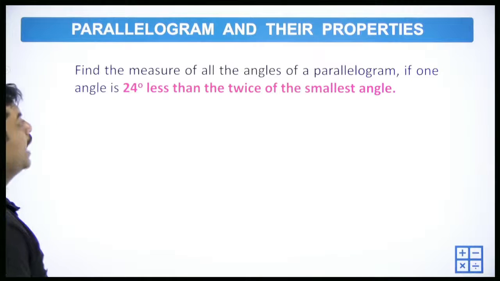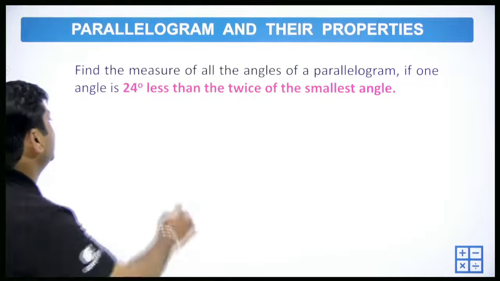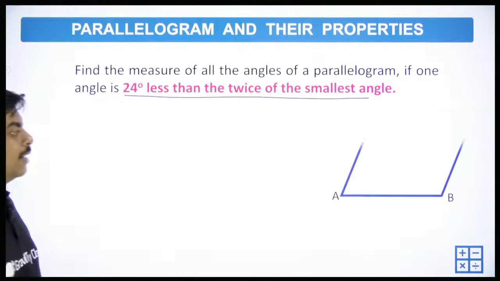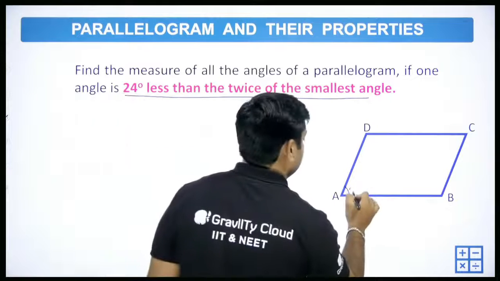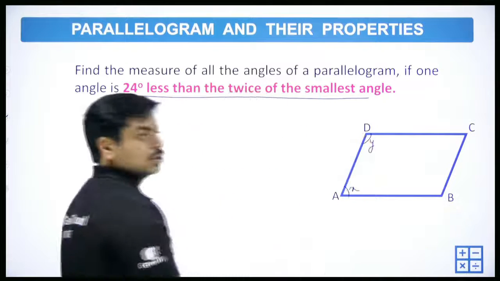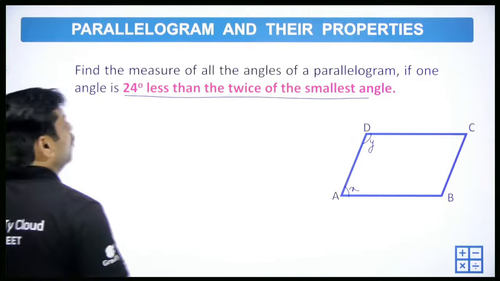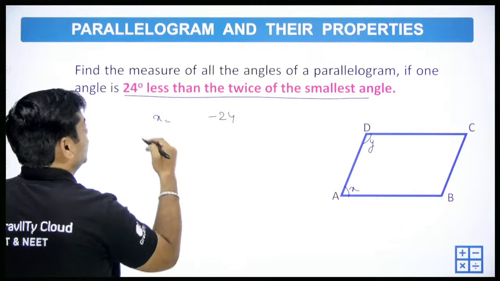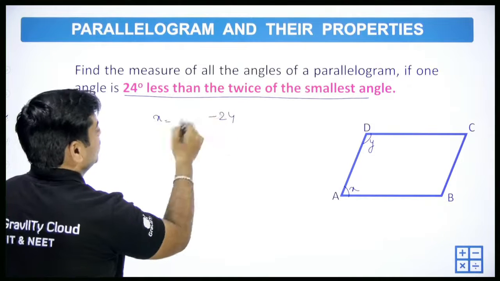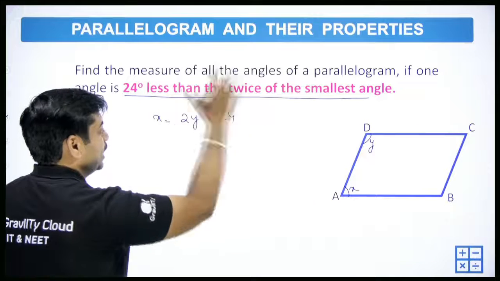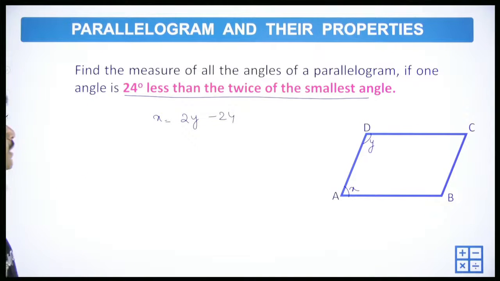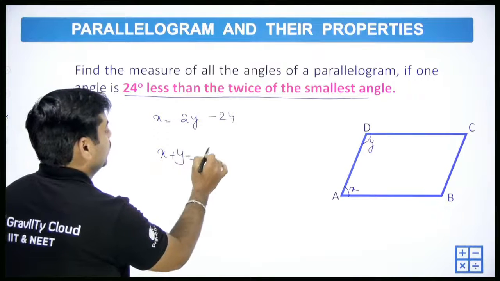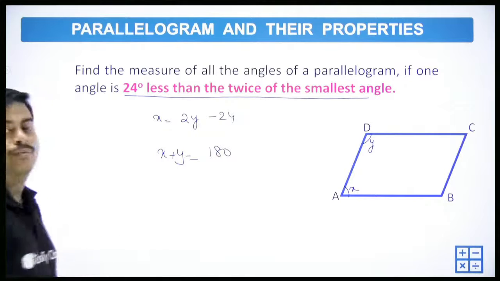Find the measure of all the angles of a parallelogram if one angle is 24 degrees less than twice the smallest angle. One angle, for example, is x degrees and the other is y degrees. So how are they related? One angle is 24 degrees less than twice the smallest angle. Let us take the smallest angle as y, so x is 2y minus 24, right? We have one more relation: x plus y should be equal to 180, since adjacent angles should be 180 degrees.